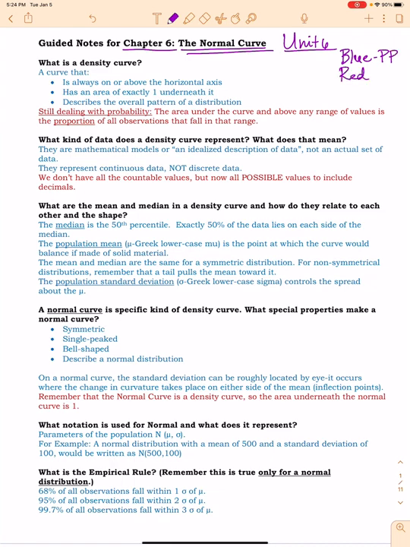I know, you're welcome. All right, so let's talk about what a normal curve is. That's what this video is for. It is to illustrate to you what the normal curve is, the definition.